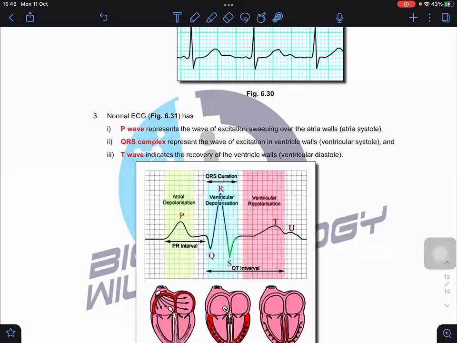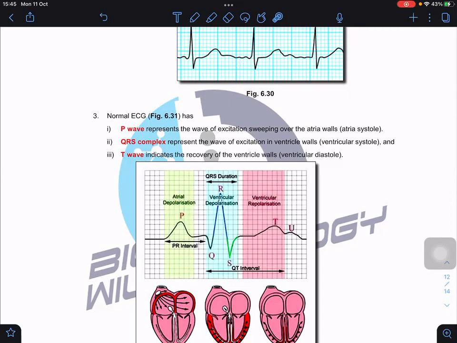Now, what's so important about this? Look at this. The P wave actually represents the atrial depolarization, and the depolarization of the atrium will cause the atrium to contract. Are you clear? So anything that happens to a P wave basically means that your atrium has a problem and cannot contract. That's how we study it. So the P wave represents the wave of excitation sweeping over the atrial wall. How about the QRS complex?